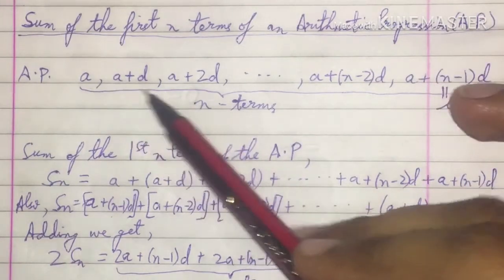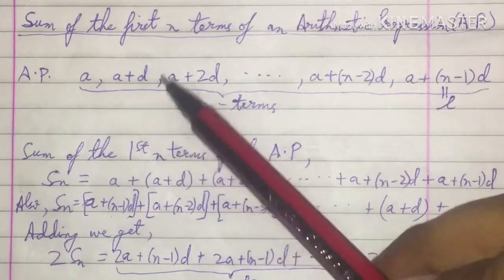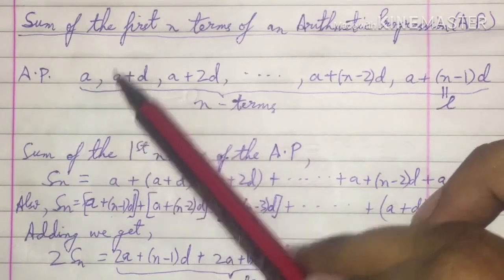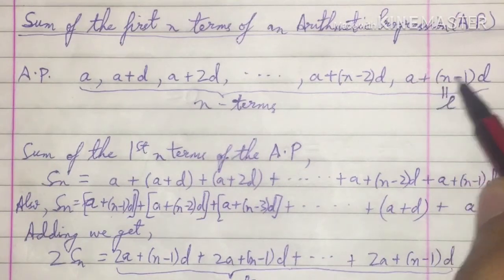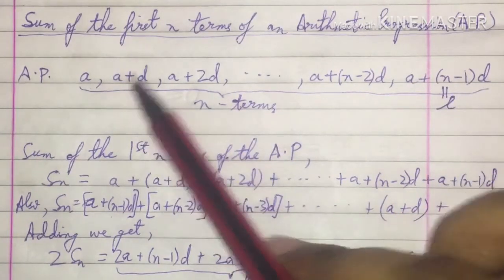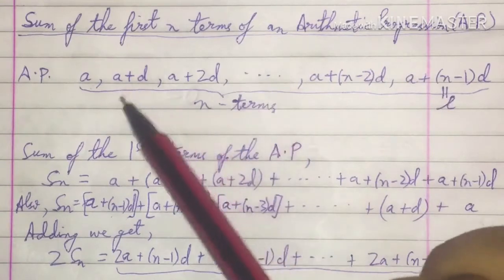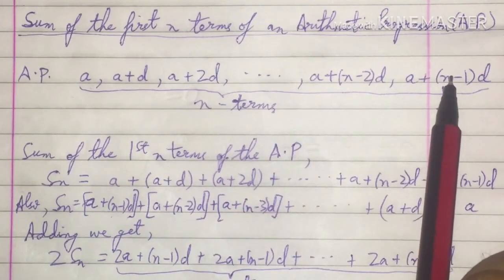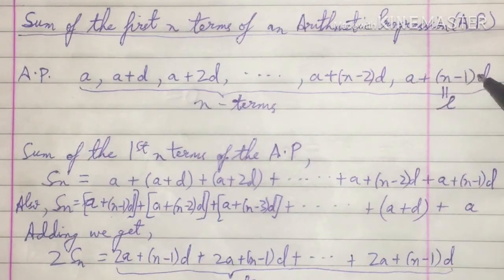Now these are the first n terms of the AP. N terms because it basically starts from a plus 0d and ends at a plus (n minus 1)d. So 0 to n minus 1, so instead of 1 to n, it's 0 to n minus 1. So the total number of terms is n minus 1 plus 1, which is just n, so n terms.